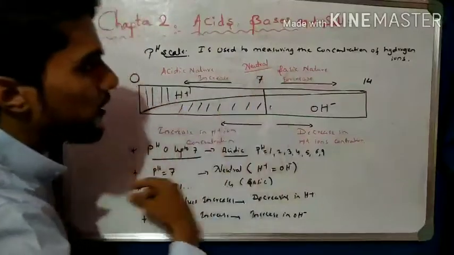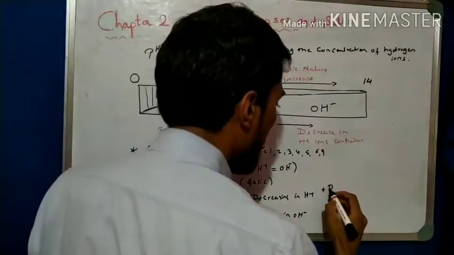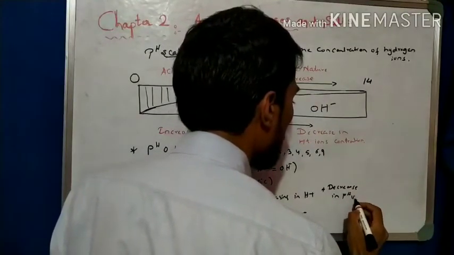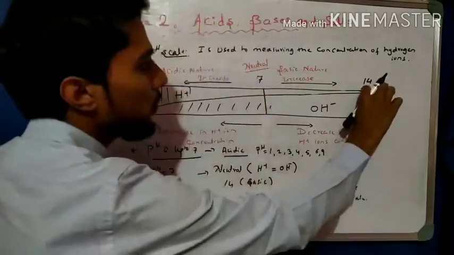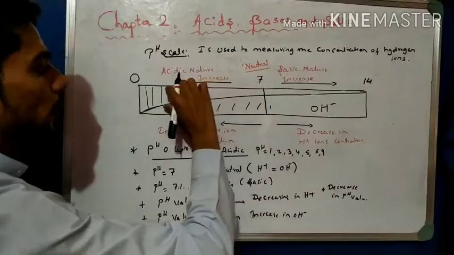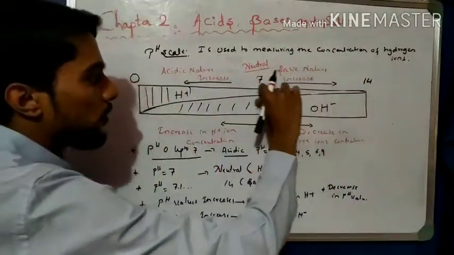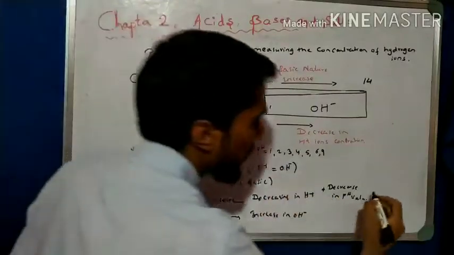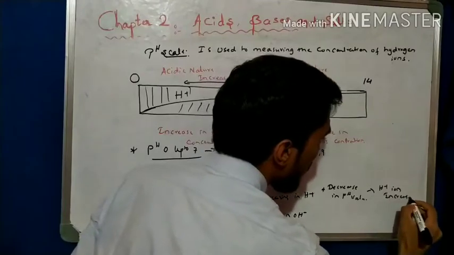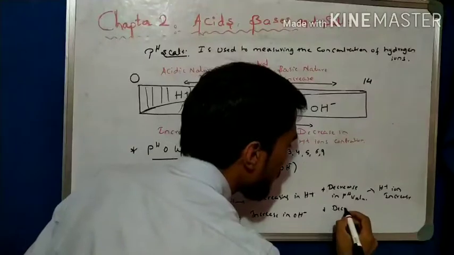And take the reverse direction, a decrease in the pH value: 14, 13, 7, 6, 5, 4. When we decrease the pH value from 14 to 0, we observe that the concentration of H plus ions increases. That is, H plus ions increase.